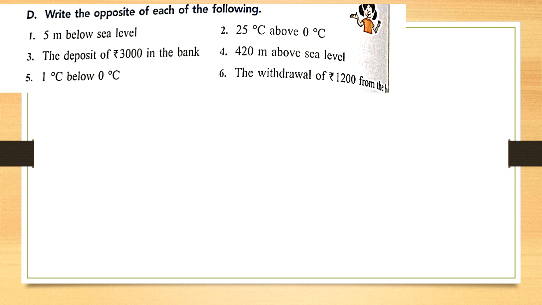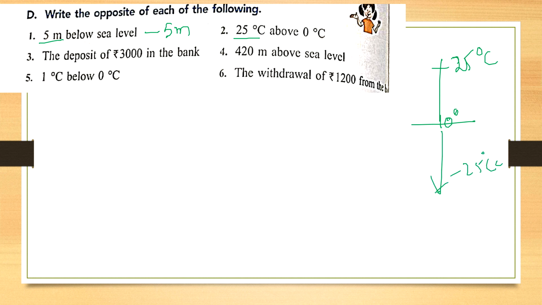Now, this is the last one, I think. So, sorry, second last, I think. So, write the opposite of each of the following. 5 meter, this is positive, so its opposite will be minus 5 meter. 25 degrees centigrade above 0 degrees centigrade. So, if this is 0 degrees centigrade, 25 is somewhere here. So, its opposite will be definitely at the downside, which will be minus 25. Okay. So, this is minus 25 centigrade.